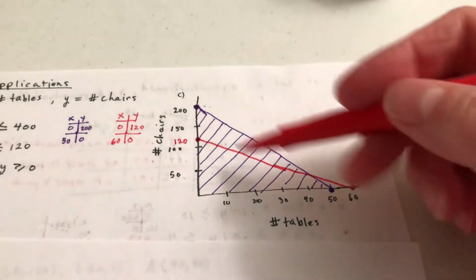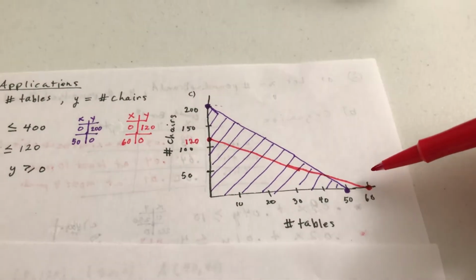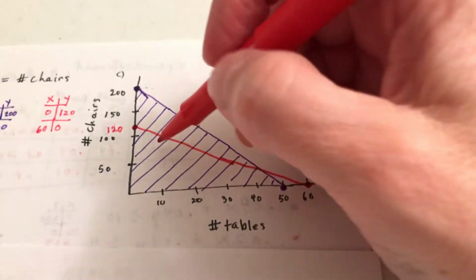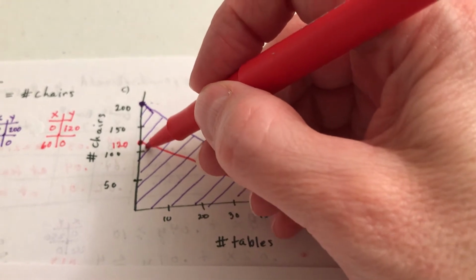Now I have to decide which side to shade on. So I'm going to put my 0, 0 in here. 0, 0. That's going to be less than or equal to 120. So I need to shade on this side. I'm just going to go up here and pull down.